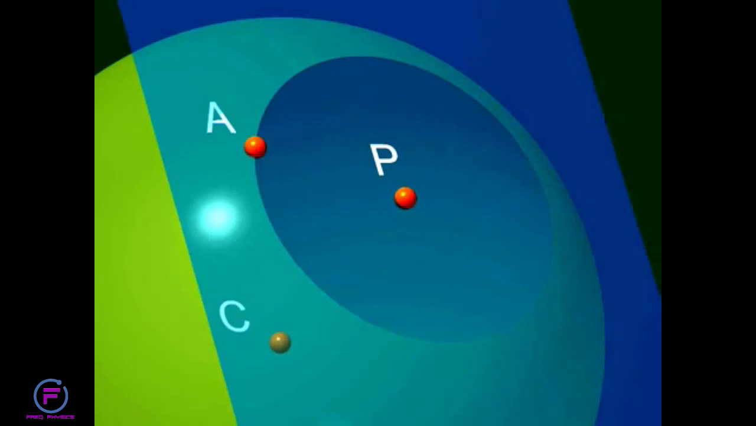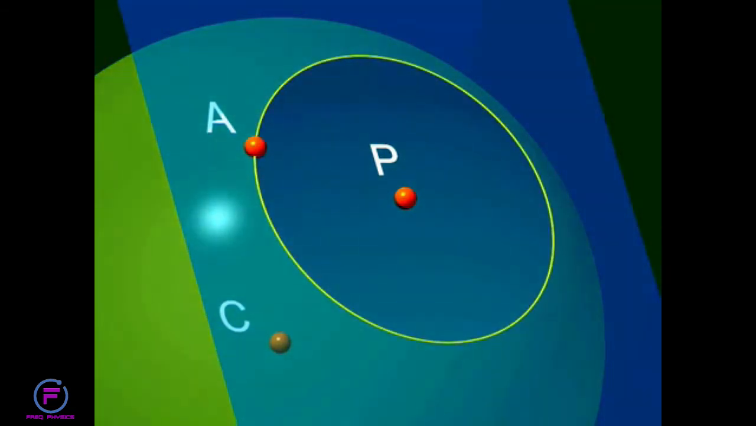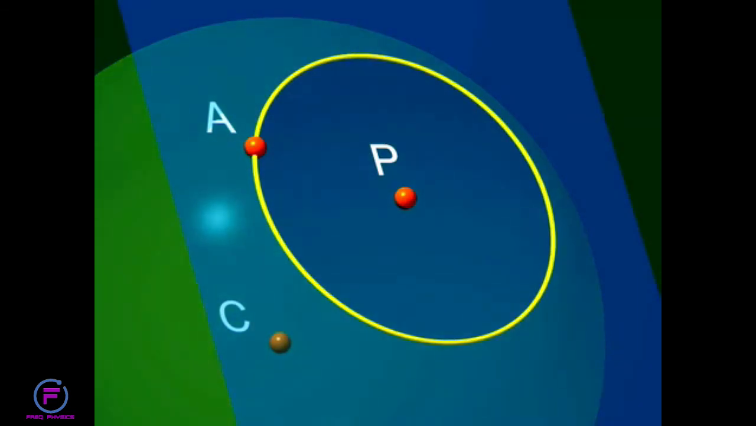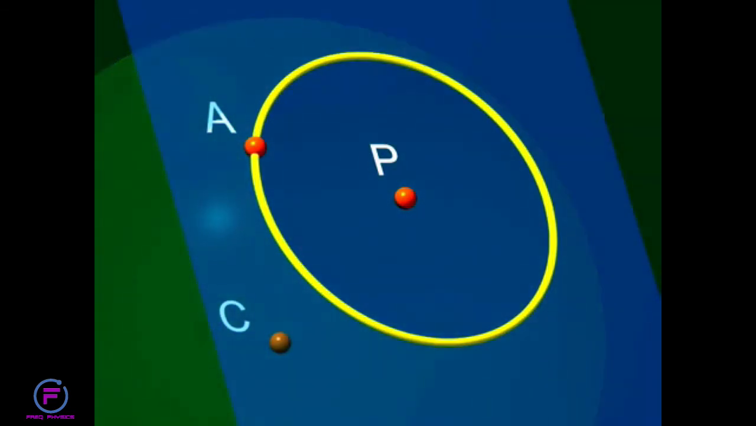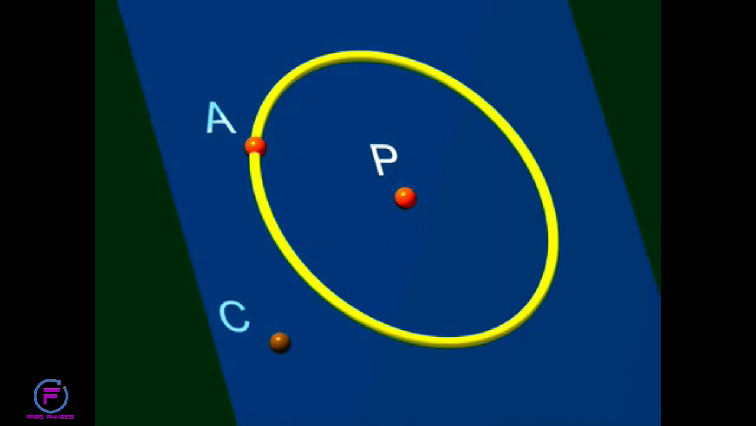Let A be a point which is on the sphere and the plane. Consider the circle in the blue plane with centre P and that goes through A. We will prove that this circle is contained in the sphere. Let B be some point on this circle.